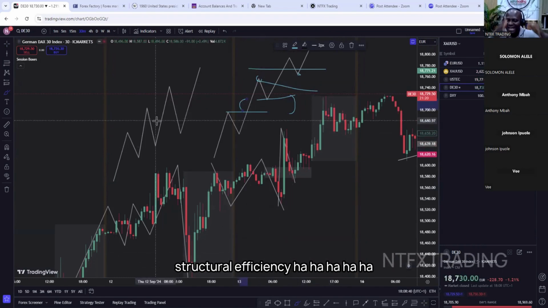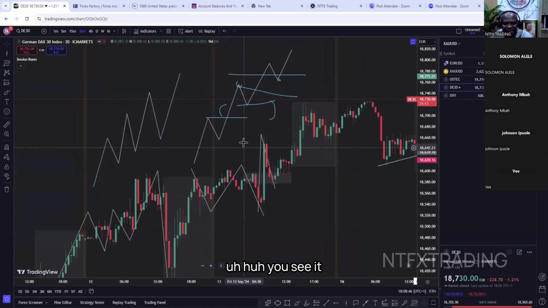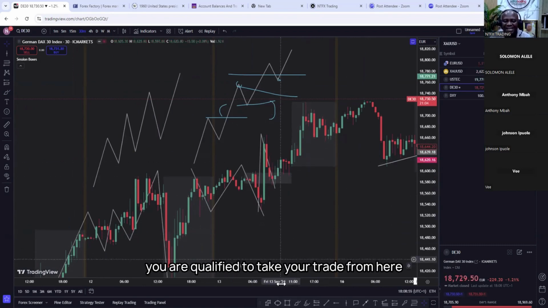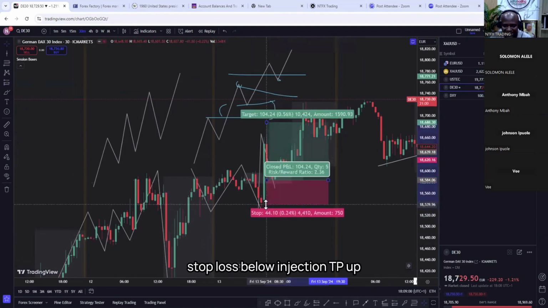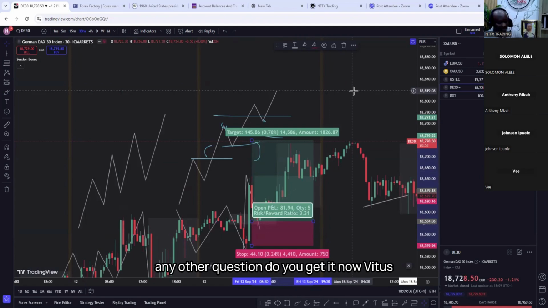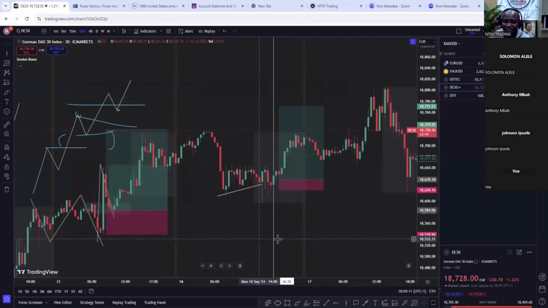That is structural inefficiency. Here, structural efficiency. And then when you come here, you see it. Price is structurally balanced, price is structurally efficient. For that reason, you are qualified to take your trade from here, my friend. Stop loss below the injection, TP up. This is how we do it. Do you get it now, Vitus? This is a perfect example of what you are talking about, right?